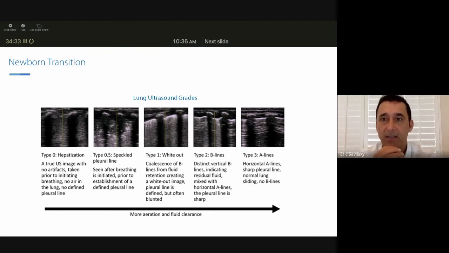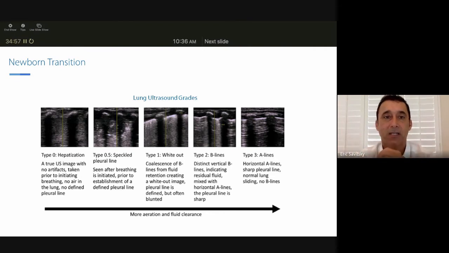There's a series of studies done. This slide is from Blank et al. In one of the studies that they did, they looked at what lungs look like immediately after birth. When you see a newborn as they're taking their first breath, their lungs are hepatized because they're not aerated and they're fluid filled. So you basically get a diffuse tissue-like appearance to the lungs.